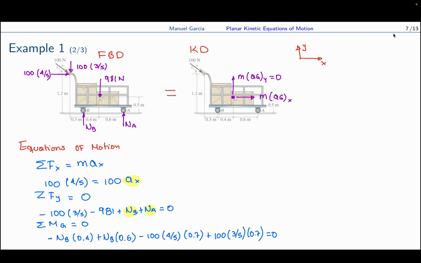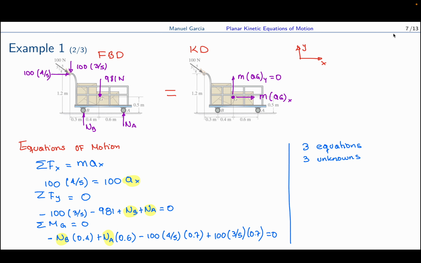So in this equation we have the same unknowns, and okay, this is NB and this should be NA. We have the same two unknowns, so we have three equations, and we have three unknowns. So that means that we can solve.